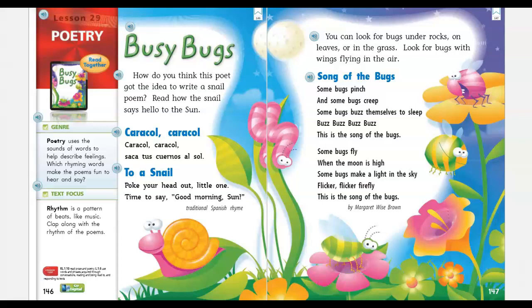Today's story, we are going to be reading the genre of poetry. Poetry uses the sounds of words to help describe feelings. Rhyming words make the poems fun to hear and say. As we're listening through our poems, listen for these rhyming words.